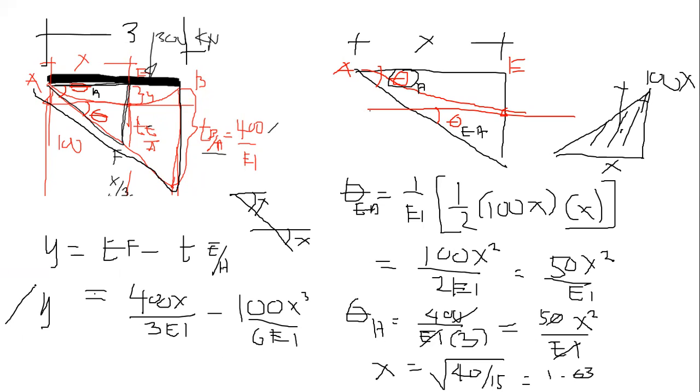Kasi andito na may formula na tayo. When you substitute the value of x is 1.63, then we can compute now the value of y, which is 145 over 15. 145, okay, 0.15 over EI. Okay, so ito na yung deflection, maximum deflection. Meaning the location of the maximum deflection is at distance 1.63 coming from point A.